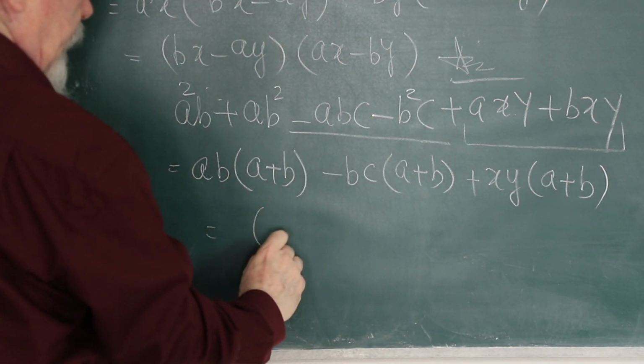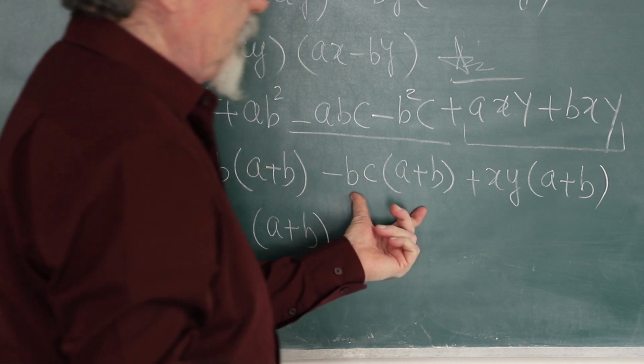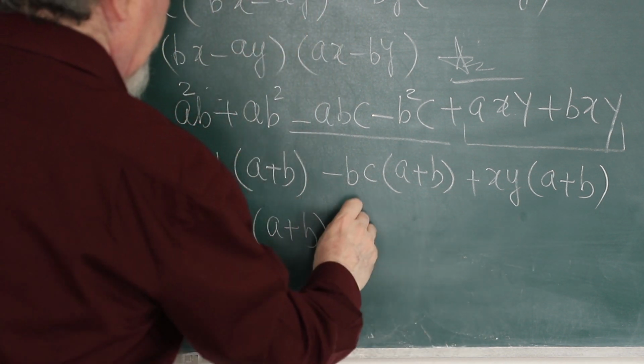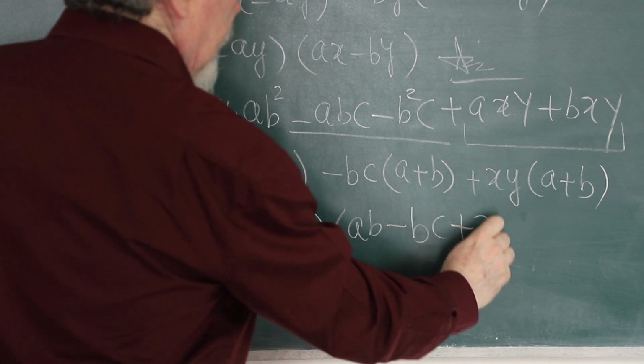So, a plus b is common in all 3 terms. Here also, here also, here also, a plus b is common. And then it is ab minus bc plus xy.